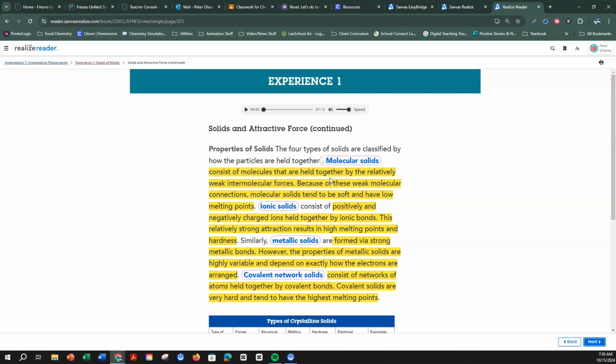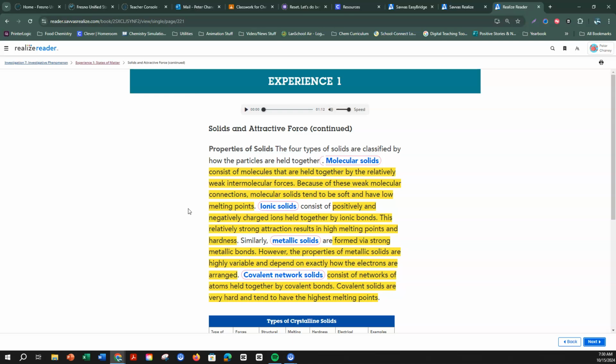Molecular solids consist of molecules that are held together by the relatively weak intermolecular forces. Because of these weak molecular connections, molecular solids tend to be soft and have low melting points. So if you think of an ice cube, that's H2O that's frozen. If I put it in my hand, it's going to melt. It's got a low melting point, and it's weak. So you can break apart water, especially solid water, pretty easily. I could throw an ice cube on the ground, it breaks pretty easily.